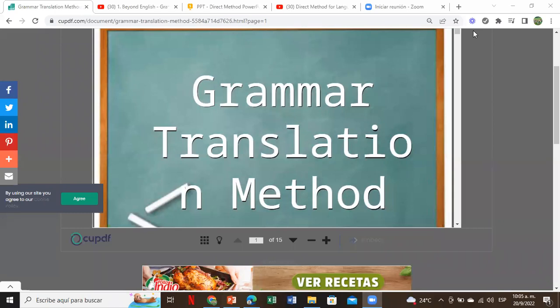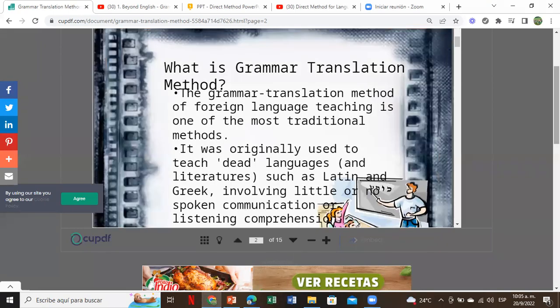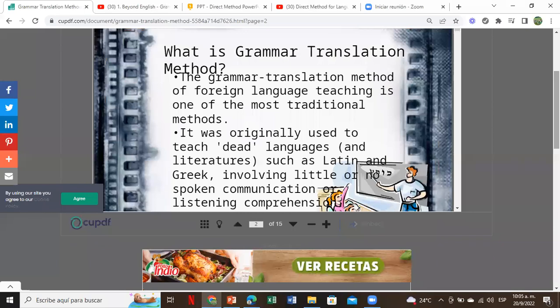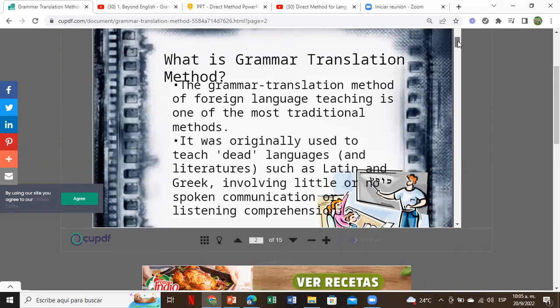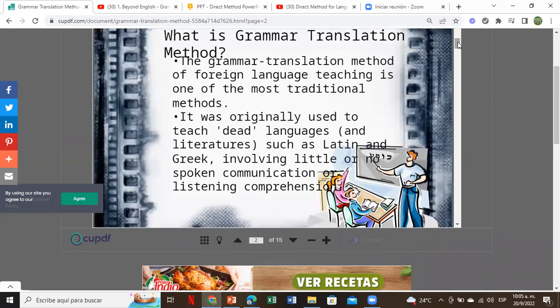Today we are going to discuss and study the grammar translation method. Before giving your own ideas, let's look at what the grammar translation method is. I won't read it all because it's not necessary. I just want to read the details and the most important information. The grammar translation method is one of the most traditional methods of foreign language teaching. Why? Because in grammar translation, we always have to use our target language.